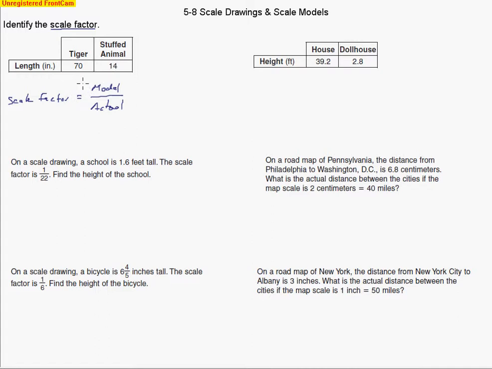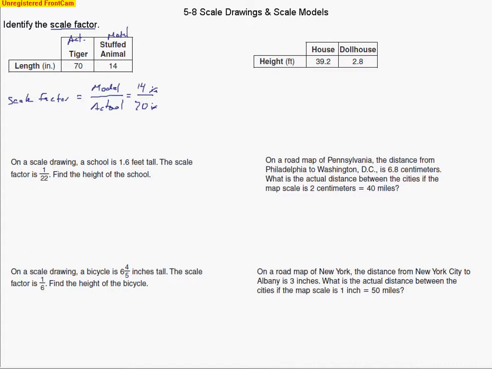From here, we look for which one is the model. The model is going to be the stuffed animal, and the actual is going to be the size of this tiger. It says the length is in inches, so we've got 14 is to 70 inches. The inches are going to cancel out, since we have inches over inches. So the scale factor is not going to have any units. It's just going to be a number, a ratio.